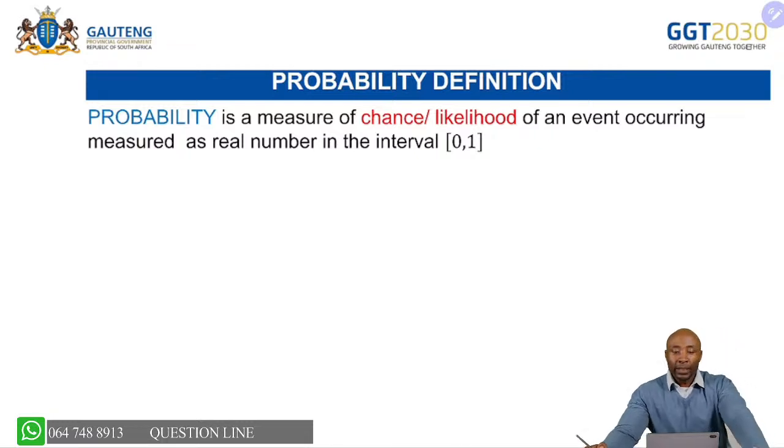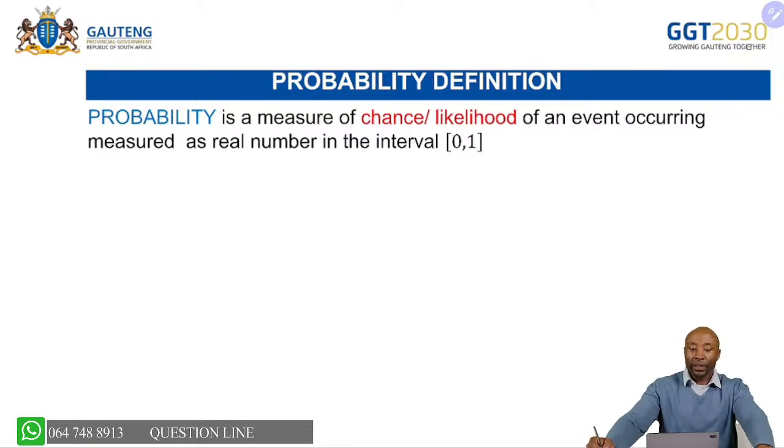Let's define probability. We said it's a measure of chance or likelihood of an event occurring, measured as a real number in the interval 0 to 1. I've mentioned we cannot have a negative probability. We cannot have a probability which is greater than 1. Hence, that interval is closed. It's between 0 and 1. And remember, as a percentage, it's between 0 and 100%. And as a decimal, it is between 0 and 1, as mentioned.